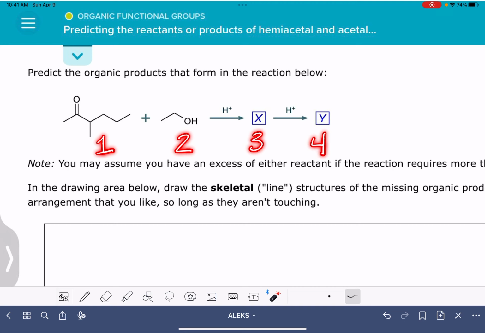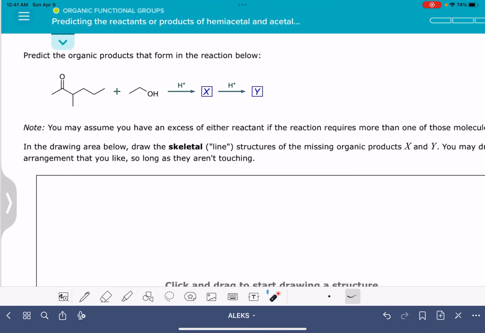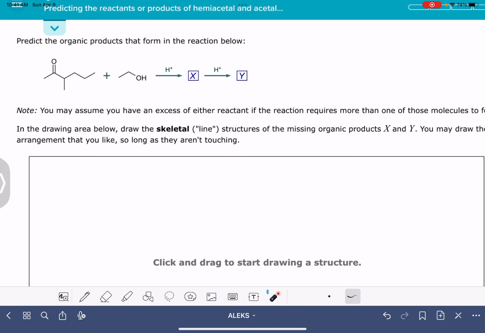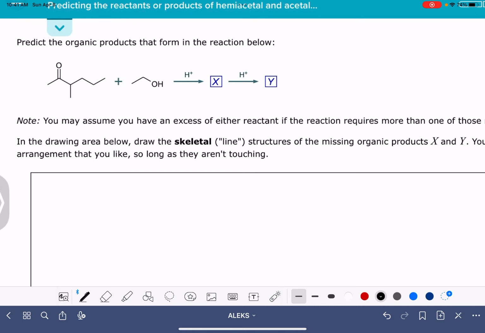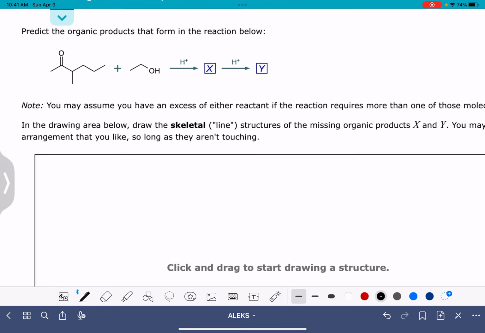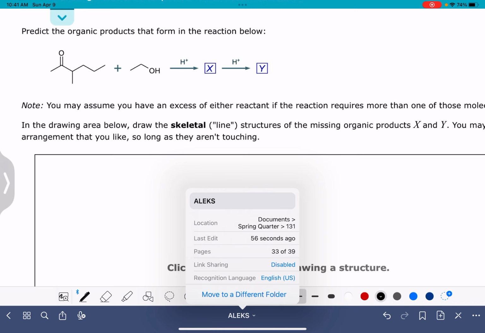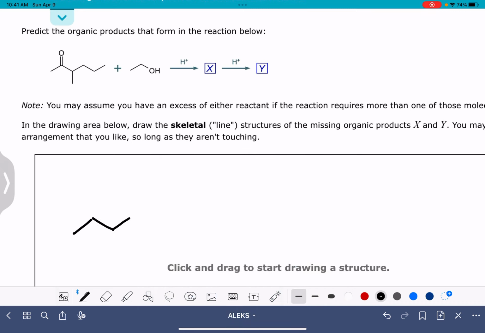And ALEKS is going to provide you with at least two of them, and you're going to be asked to come up with one or two of whatever is missing. So I'm going to try to keep this tutorial in such a way that it's going to work for you no matter which version of the problem you get. I'm going to solve this exact problem, and then I'm going to talk a little bit about how you might approach it if you had a different version of the problem. I'm going to start by redrawing the ketone that's been given to me.